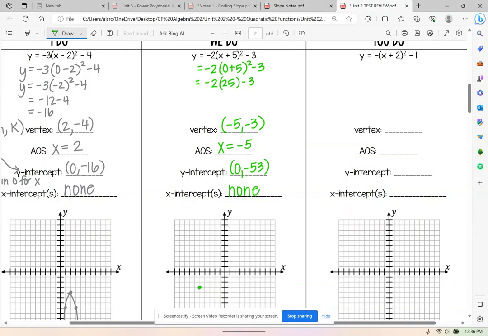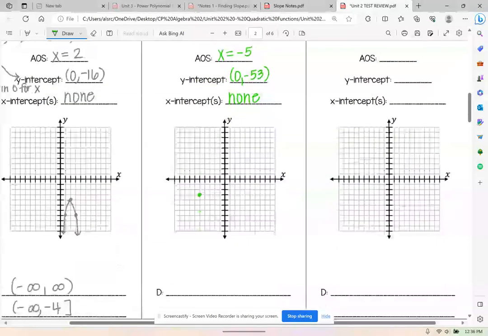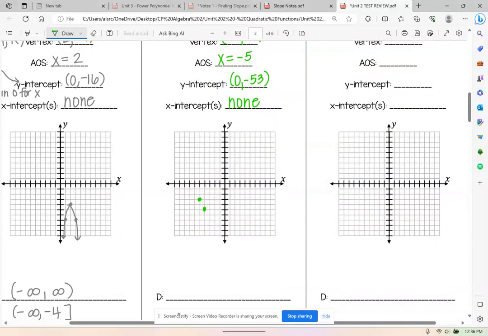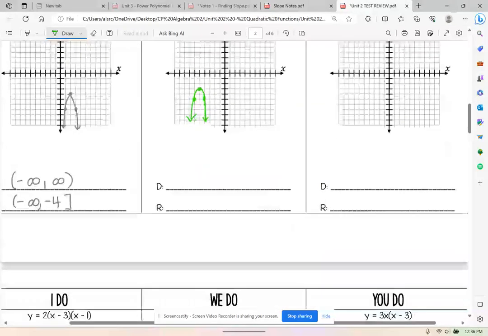So how do I find my other point? Use your a value. So I'm going to go down 2 and to the right 1, and then reflect it over. Domain. Negative to positive. Every single one of these is negative to positive for domain. What about my range? Negative 2, negative 3 with a bracket. Do we remember vertex form? Okay. We go with vertex.